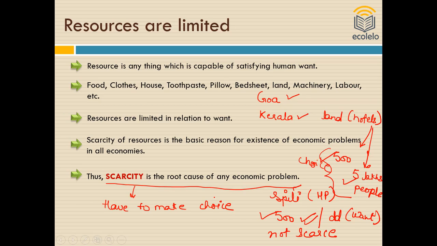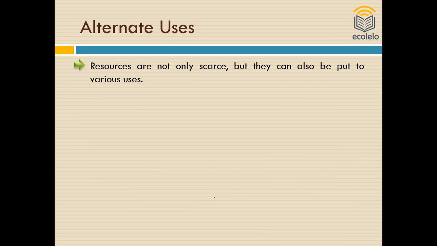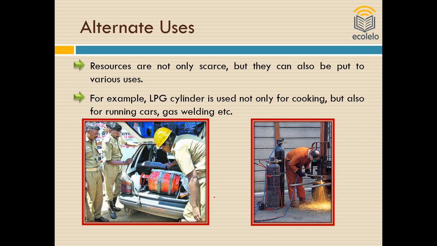Let's go ahead. We have discussed three points. Human wants are unlimited and they reoccur. We've talked about resources being limited, that is, scarce. And the most important point, resources have alternate uses. Resources are not only scarce, but they can also be put to different uses. For example, an LPG cylinder is used not only for cooking, but also for running cars, gas welding, etc.